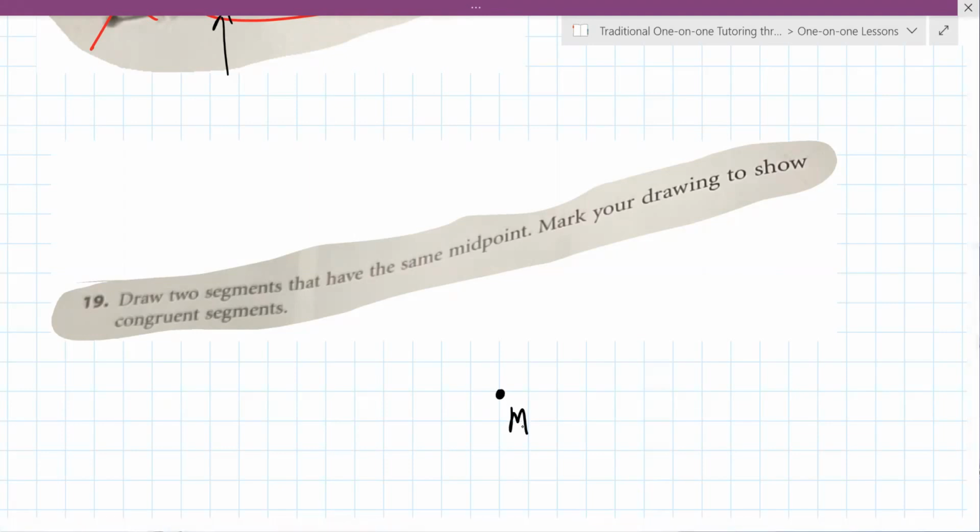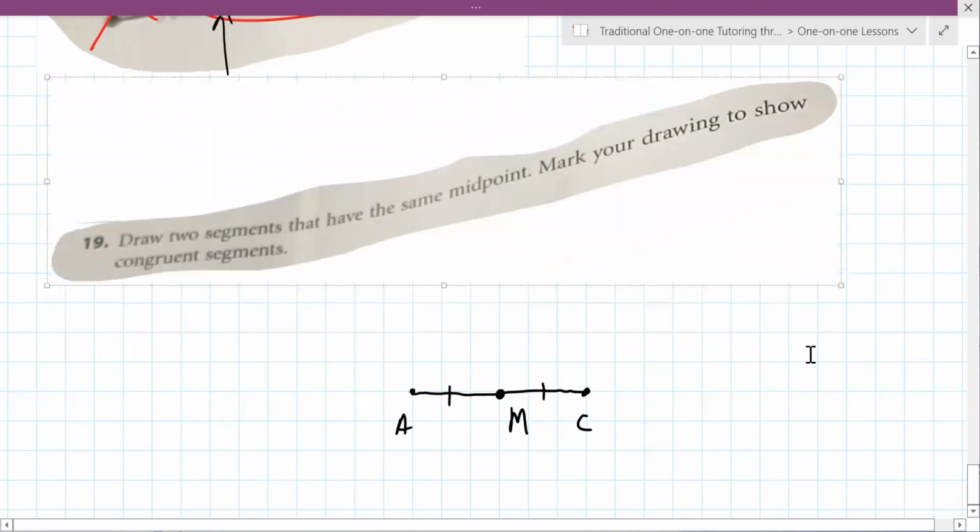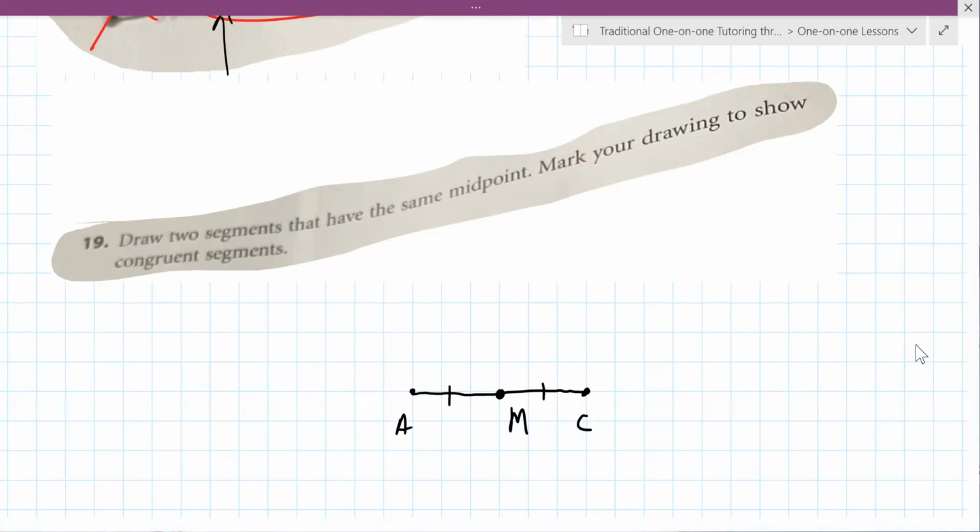And we need to find the letters that count, A, B, C. I'm going to draw a line here. So here's a line segment, A to C. Do you agree that M is the midpoint? M is the midpoint. Yes. Okay. So can I write that? Yeah. Thanks. We're going to do a bit more. We're not done here. Not anywhere close to done.